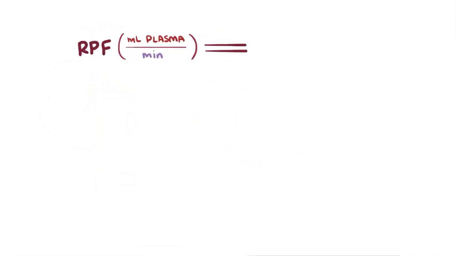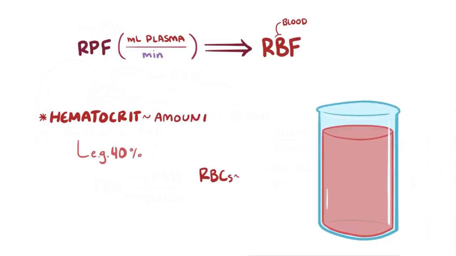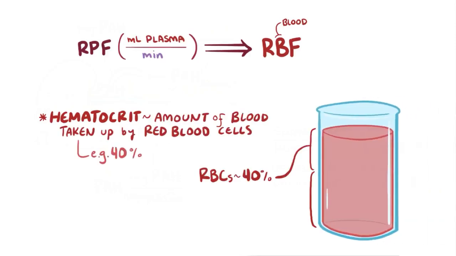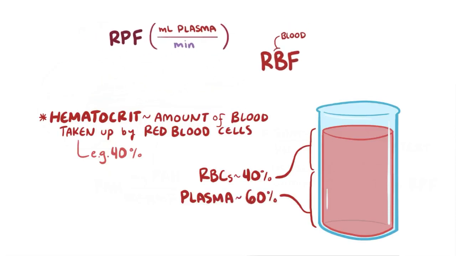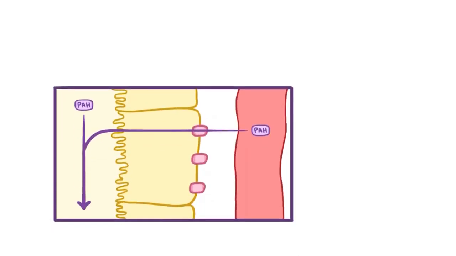Now, to convert the renal plasma flow to renal blood flow, we also have to take into account the volume of blood occupied by red blood cells. As an example, a hematocrit of 40% means that the red blood cells occupy 40% of the blood volume, and plasma accounts for the remaining 60%. The total renal blood flow is measured by dividing the clearance of PAH by the fractional blood volume occupied by plasma, which is 1 minus the hematocrit. Normally, because all of the PAH gets cleared by the kidney, renal plasma flow equals PAH clearance.